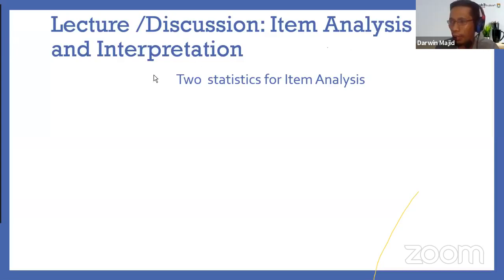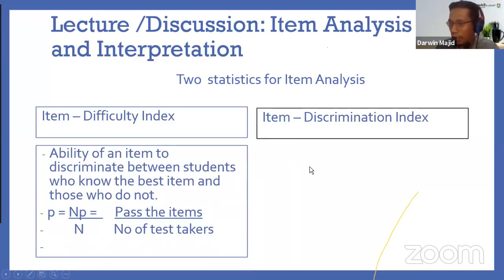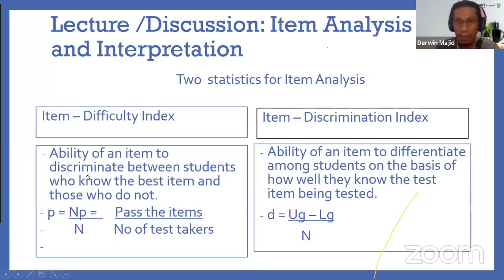Lecture discussion, item analysis, and interpretation. So, dalawa po yung ginagamit: item difficulty index and item discrimination index. Okay? So, all of this pertain to item. So, item difficulty index, ability of an item to discriminate between students who know the best item and those who do not. Okay?